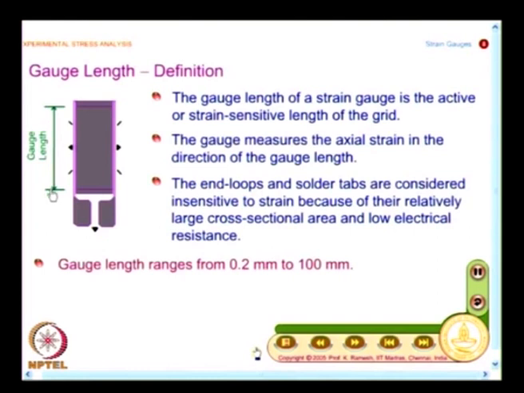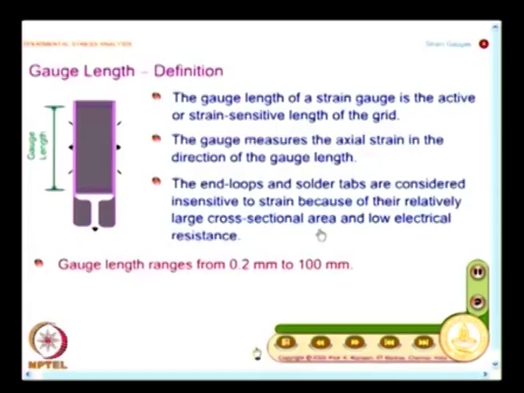And I have already indicated the end loops and solder tabs are considered insensitive to strain because of their relatively large cross sectional area, that we have already noted. You had seen in the enlarged picture that end loops are made deliberately thick, so that they have low resistance and they will be relatively insensitive to strain measurement in the transverse direction.